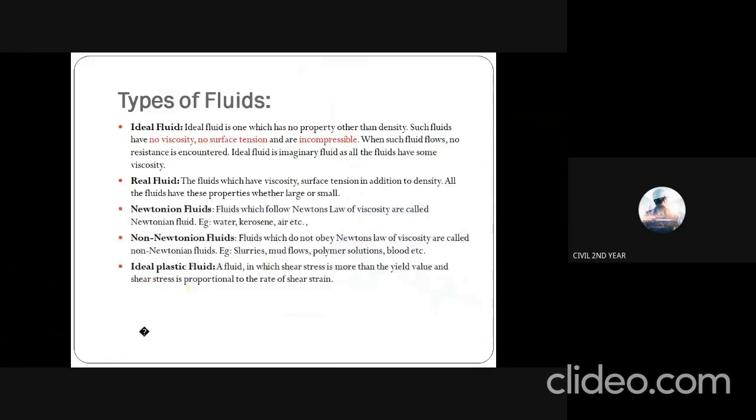Let's discuss the different types of fluids in our fluid mechanics. That is ideal fluid, real fluid, Newtonian fluids, non-Newtonian fluids, ideal plastic fluids. What are ideal fluids? An ideal fluid is one which has no property other than density. Such fluids have no viscosity, no surface tension, and are incompressible. When such a fluid flows, no resistance is encountered. Ideal fluid is an imaginary fluid, as all fluids have some viscosity.